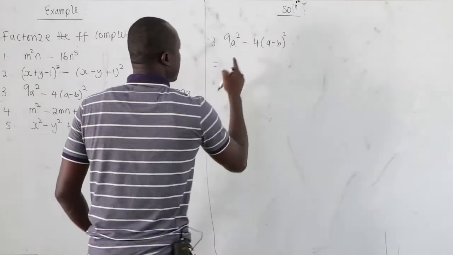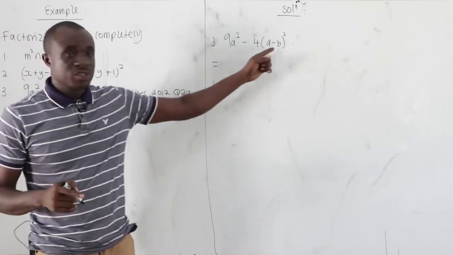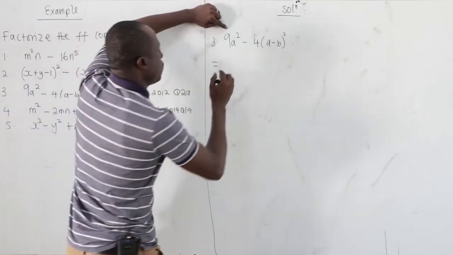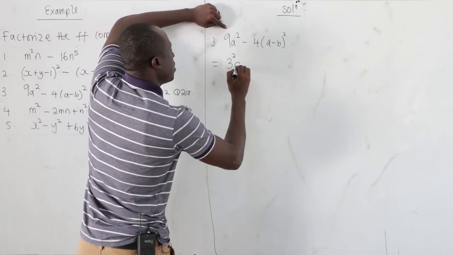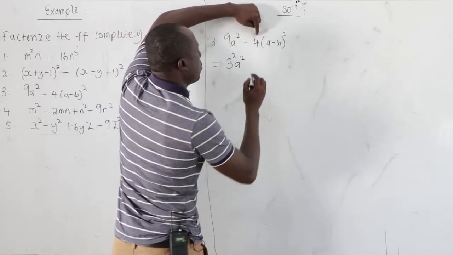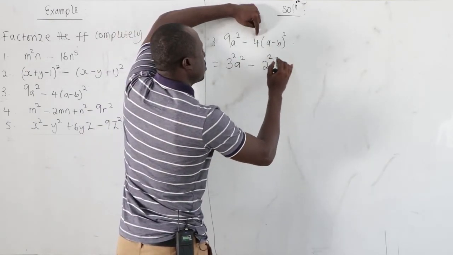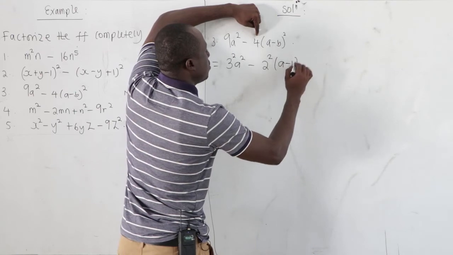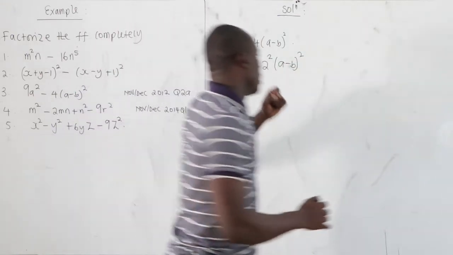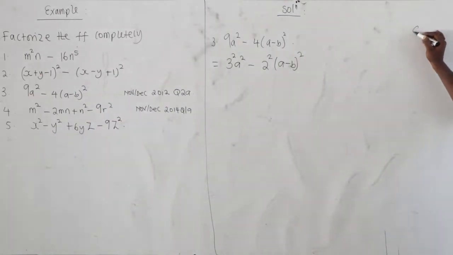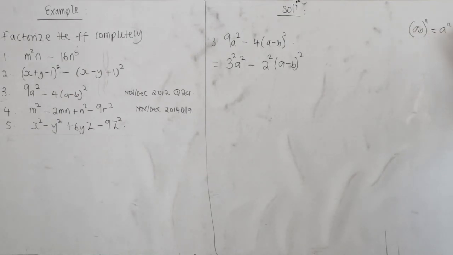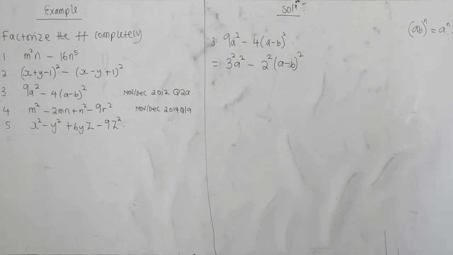And clearly here we can see difference of 2 squares in this. Now let's change this. We can write this as 3 squared a squared. And then we can write 4 as 2 squared (a minus b) all squared. Now we know from indices, if you have (ab) to the power n, this is a^n b^n.